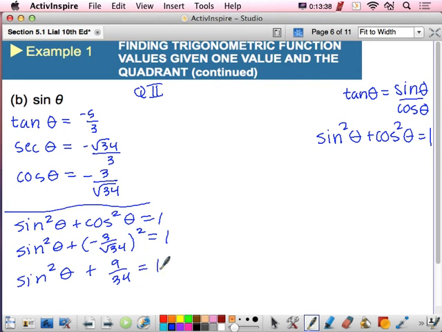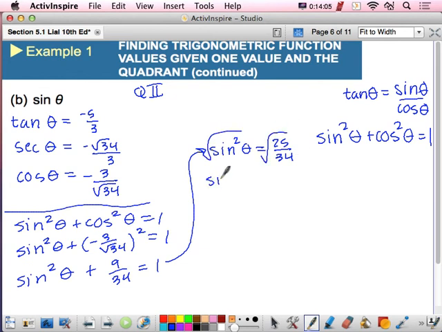It becomes positive. So sine squared plus 9 over 34 has to equal 1. And then we're going to subtract 9 over 34 from both sides, which means that sine squared of an angle must equal, what's 1 minus 9 over 34? 25 over 34. 25 over 34, yeah. So 25 over 34. And then we're going to take the square root of both sides.